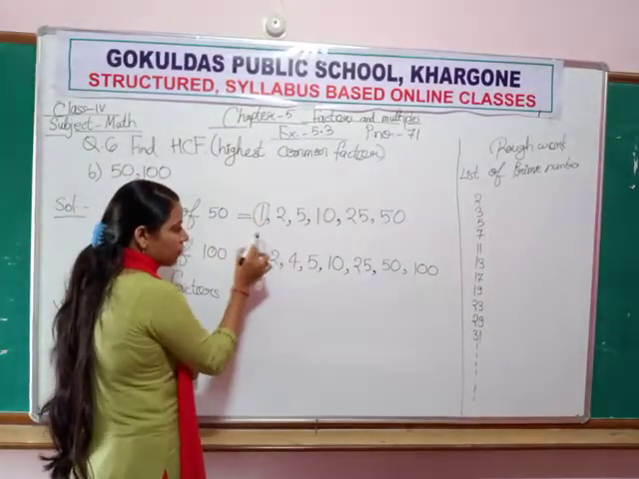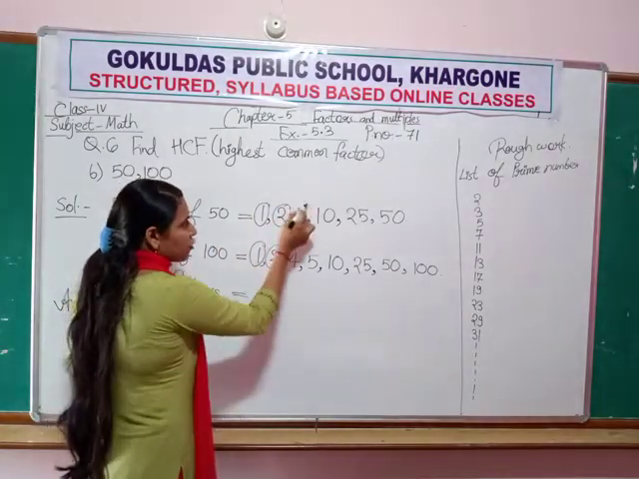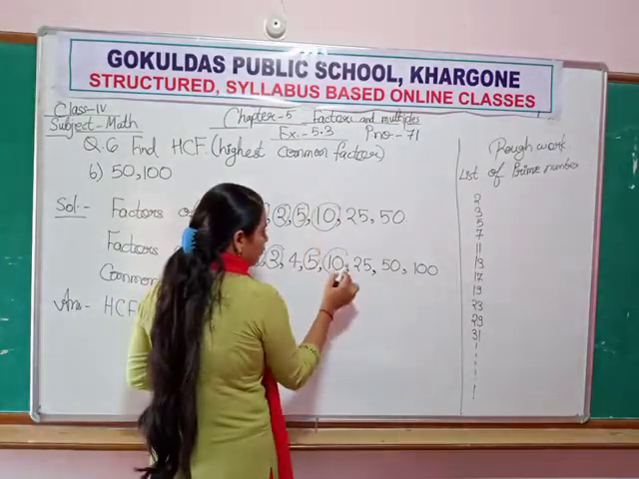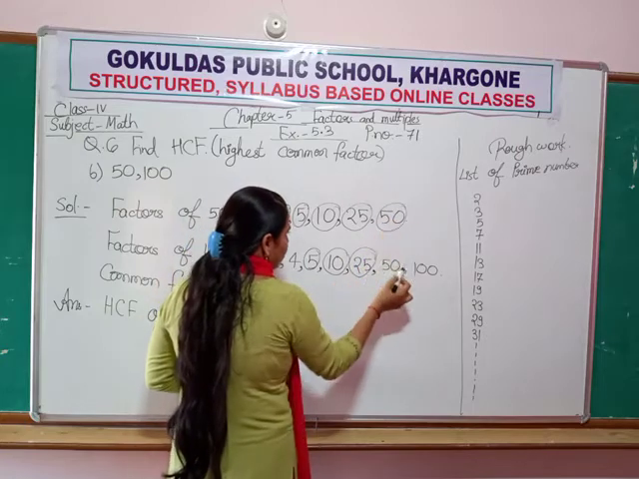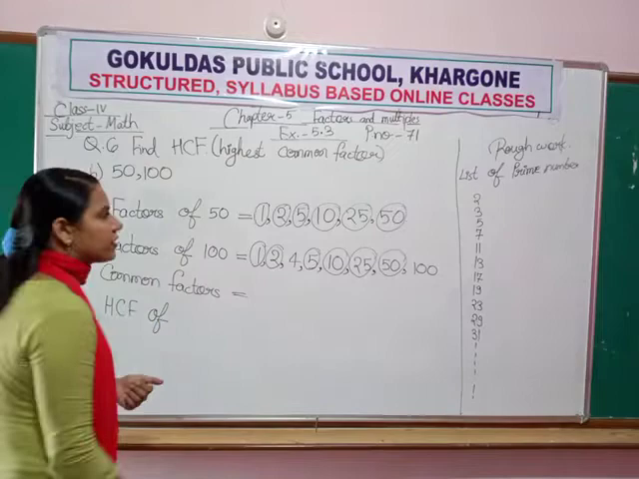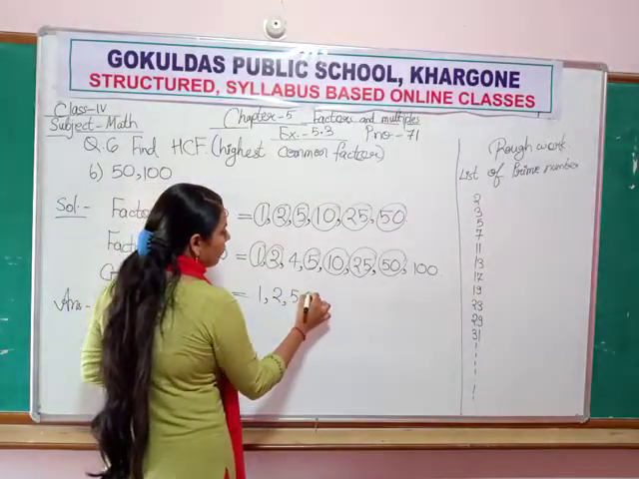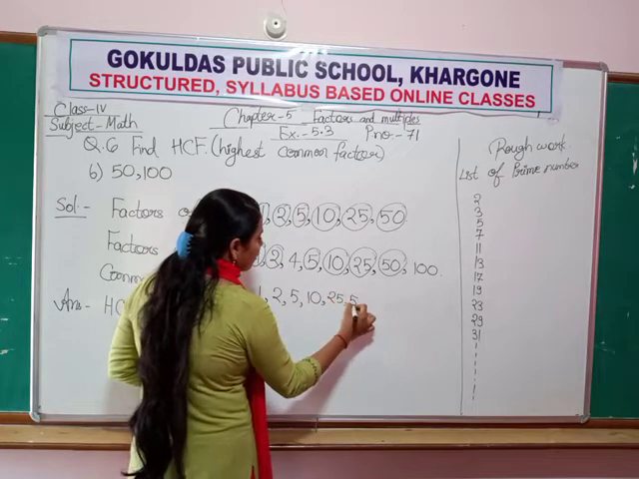1 is common in both, so circle it. 2 is common in both, so circle it. 5 is common in both, circle it. 10 is common, circle it. 25 is common, circle it. And 50 is common, so circle it. Now write all the common factors. So 1, 2, 5, 10, 25, 50.